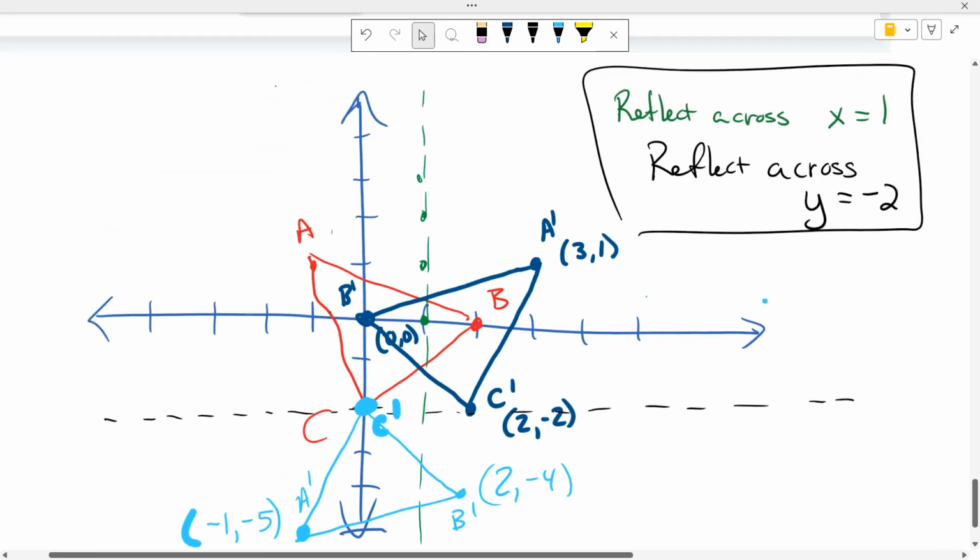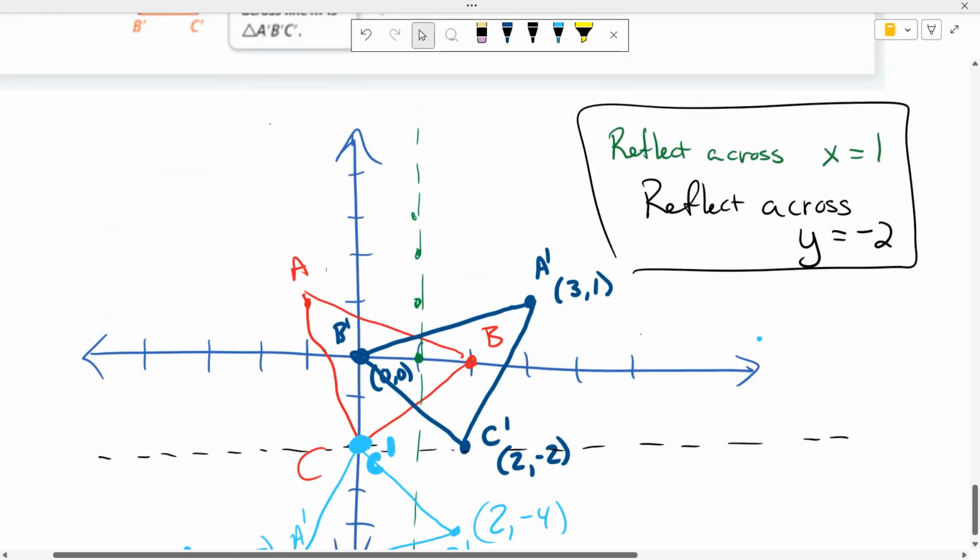You'll hit a couple problems in your homework on that. I just wanted to bring that up because it wasn't in the lesson.